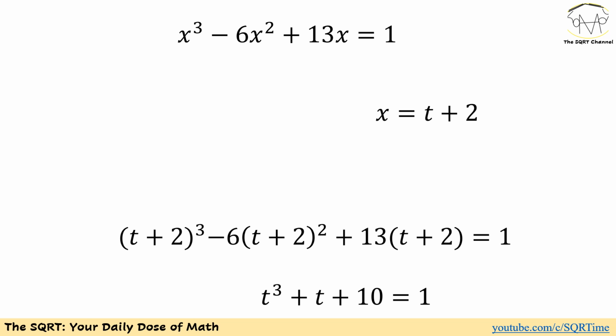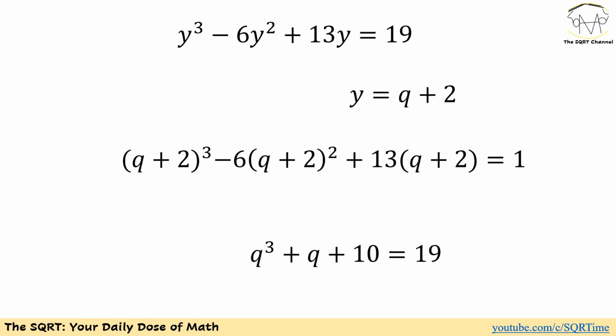For the first term, we are going to have (t + 2)^3, then (t + 2)^2 times negative 6, then (t + 2) times 13, and after doing some algebraic simplification, you're going to end up with t^3 + t + 10 = 1. Here, as you can see, we don't have any coefficient for t squared. We have the same coefficient that we had for x cubed for t cubed, and we reached some new coefficient as a constant here.